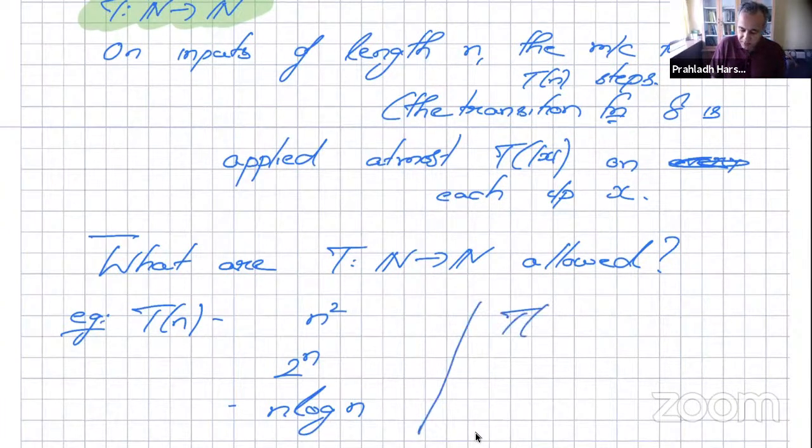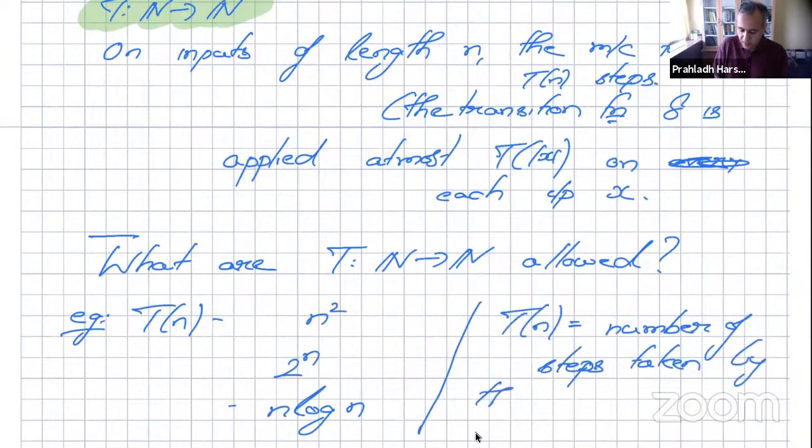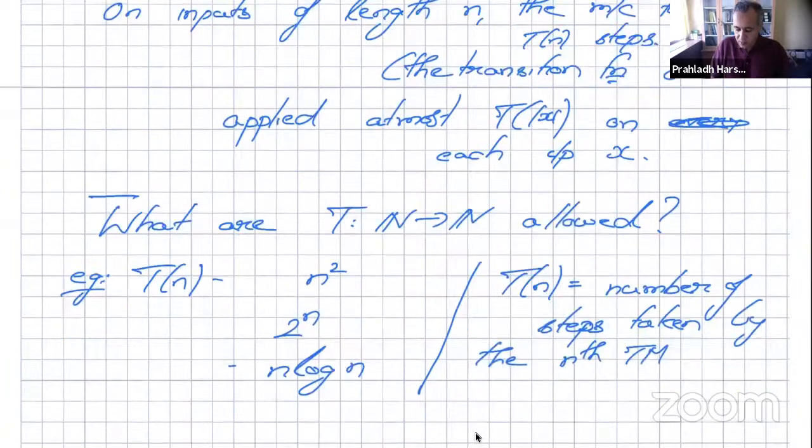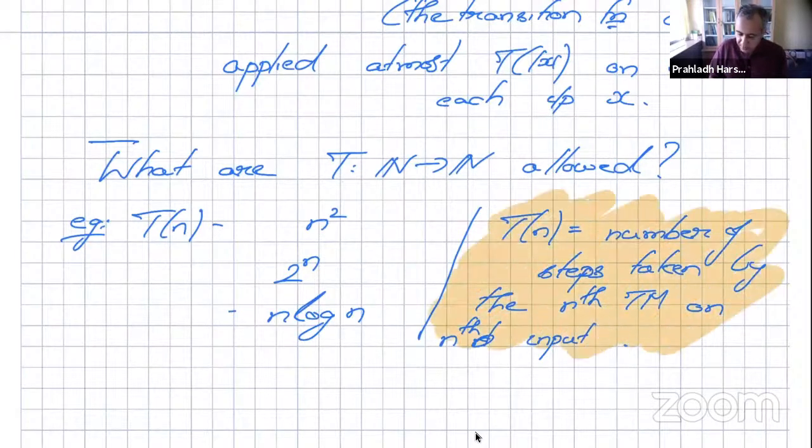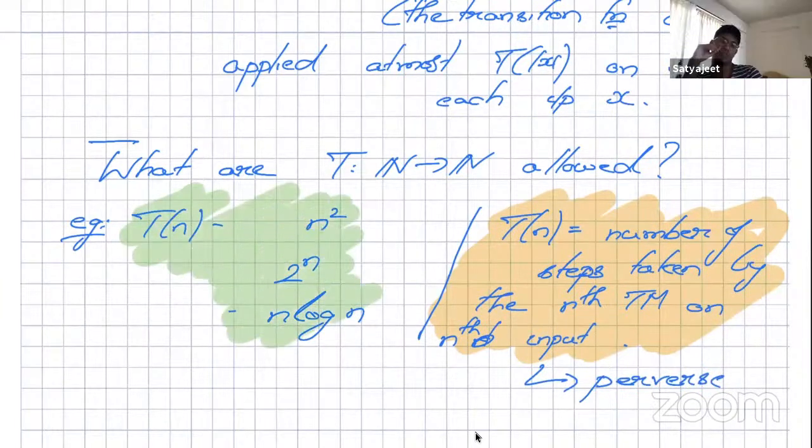But I can sometimes be perverse and say t(n) is the number of steps taken by the nth Turing machine on some specific input, say on the nth input. So I have some ordering of the Turing machines. This is also a well-defined function, but it is a perverse thing I'm putting. I don't know how to compute this t(n). This t(n) doesn't seem like a very natural t(n). It seems a very perverse t(n) to work with, and certainly I don't want to work with these sorts of t(n)s. The t(n)s I want to work with are more like these guys. But how do I eliminate these?